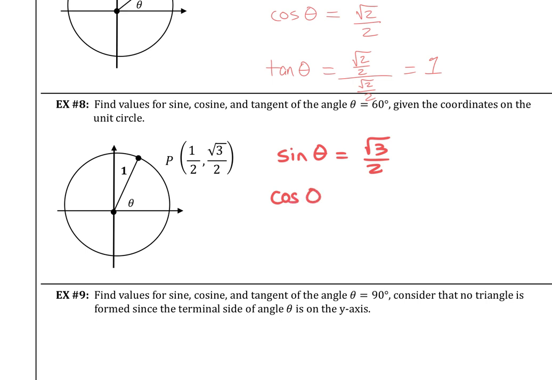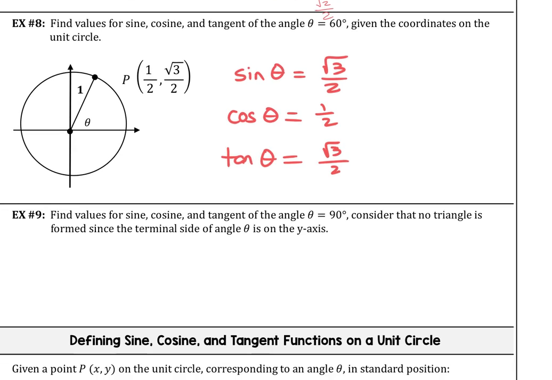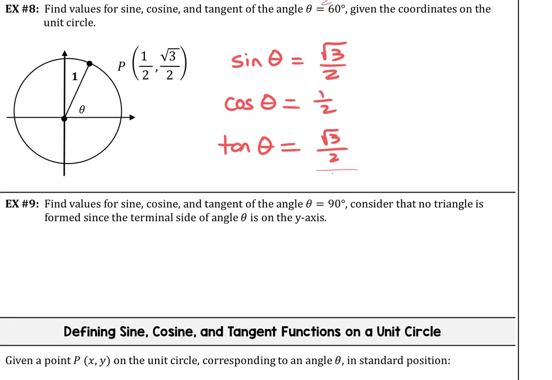Cosine of theta is the x-coordinate, which is 1/2. Now tangent is y over x. So that's root 3 over 2, and that's divided by 1/2. And that's just going to give us root 3.